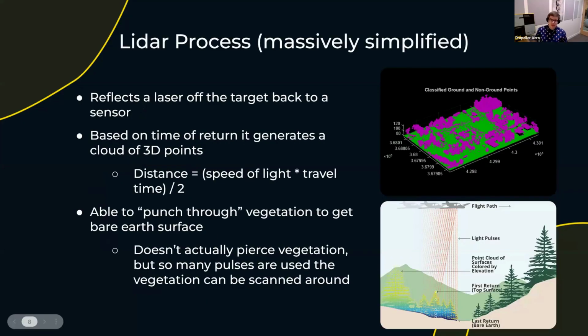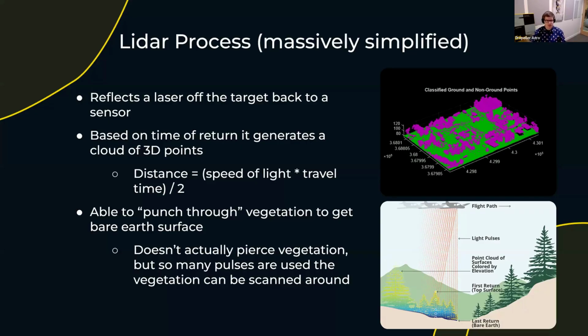There we go. I'm going to massively simplify the LiDAR process because I'm not smart enough to know what it is. Basically, LiDAR works a lot like radar. Instead of bouncing radar or radio waves off of a target, it bounces a laser off of a target back to a sensor. The way this works for generating point clouds is that we know the speed of light as a constant, right? So we can derive the distance of an object by the time it takes to travel times the speed of light divided by 2. I'm not good at math.